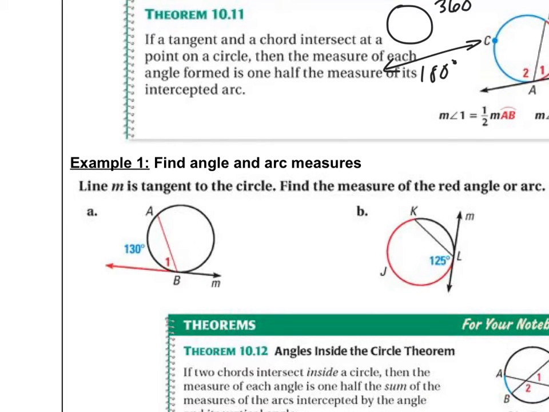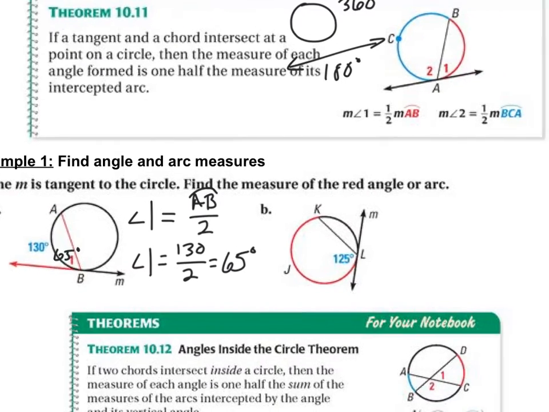Example 1, letter A. They want us to find the measure of the red angle or the red arc; line M is a tangent to the circle. So what we have here is a tangent and a chord, and the intercepted arc is 130 degrees. We are finding angle 1, so it would be arc AB divided by 2. Angle 1 will be equal to 130 divided by 2, which is 65 degrees. So this is 65.